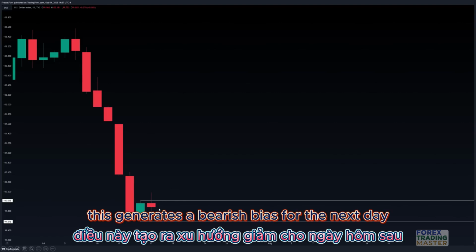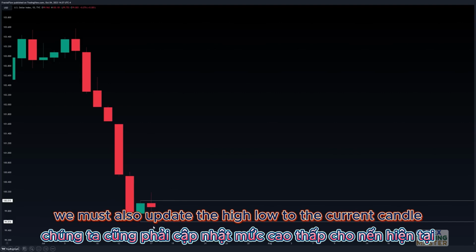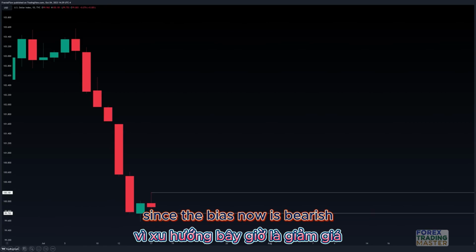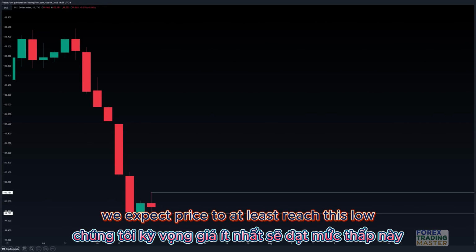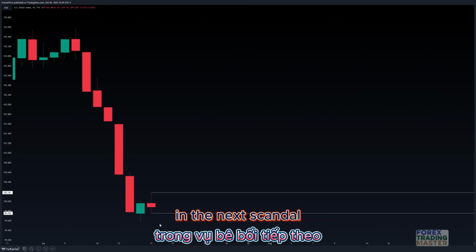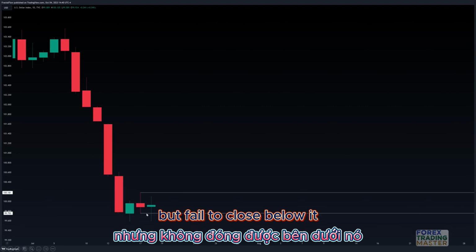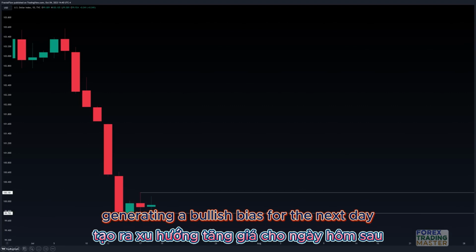This generates a bearish bias for the next day. We must also update the high-low to the current candle. Since the bias now is bearish, we expect price to at least reach this low, or break and close below it. In the next candle, we can see that price does reach the previous day's low, but failed to close below it, generating a bullish bias for the next day.